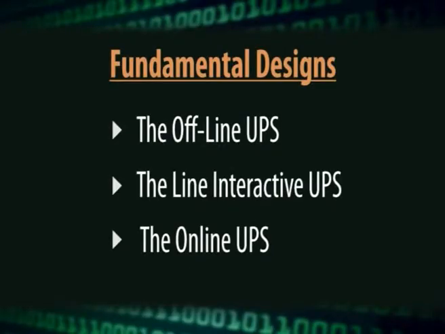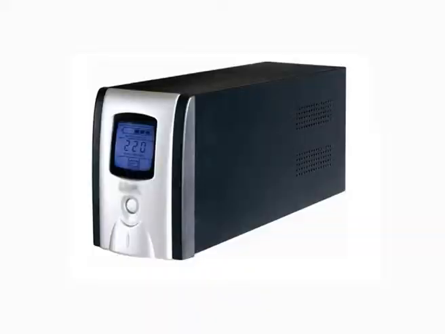UPS makers use three fundamentally different electrical designs, or topologies, for their products. This includes the offline UPS, the line interactive UPS and the online UPS. The three differ chiefly in the level of power conditioning provided when on utility power and on battery power. The offline UPS is the most commonly used on ordinary desktop systems.